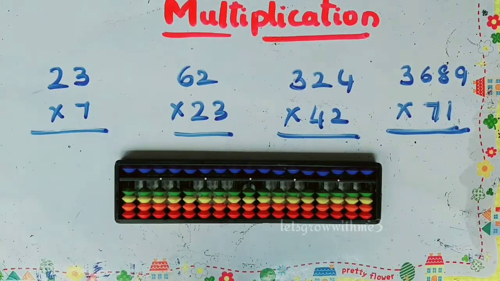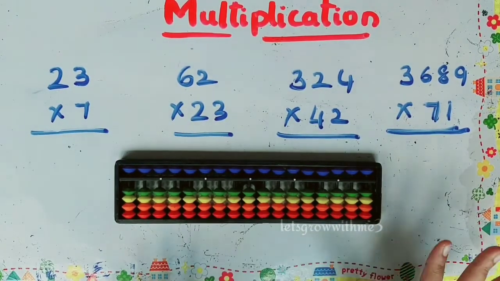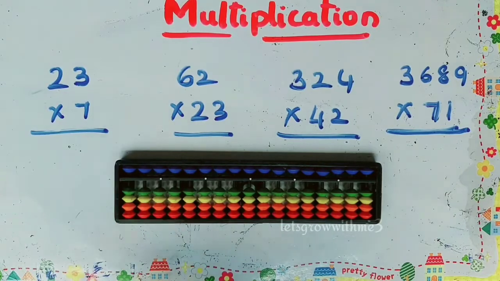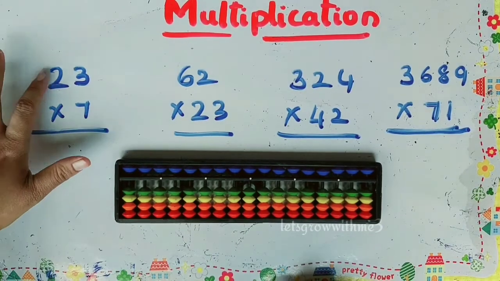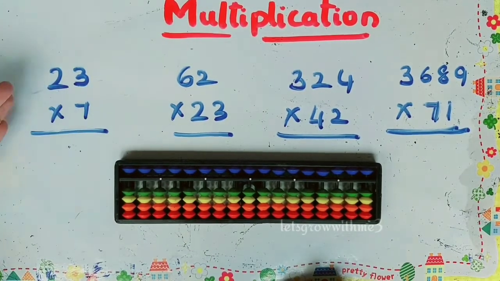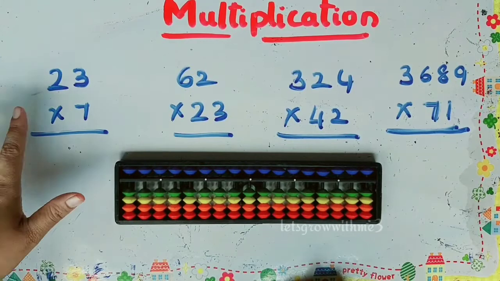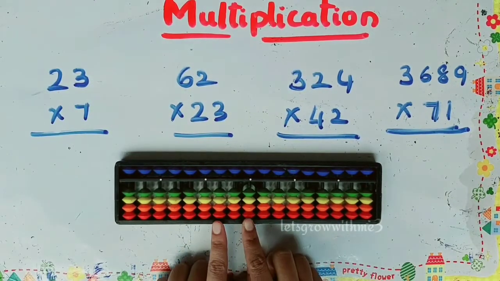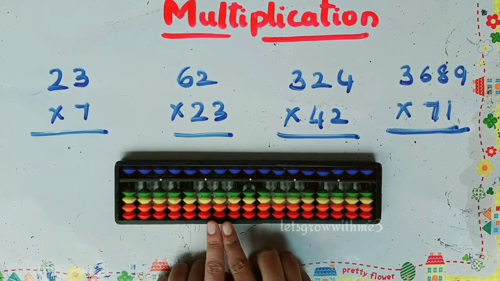So today we are learning the whole concept of multiplication. Here I have taken 4 different types of questions where we can do multiplication between different digits. The first one is 2 digits times 1 digit, 2 digits times 2 digits, 3 digits times 2 digits, 4 digits times 2 digits, and so on. So these examples can cover the whole concept of multiplication.